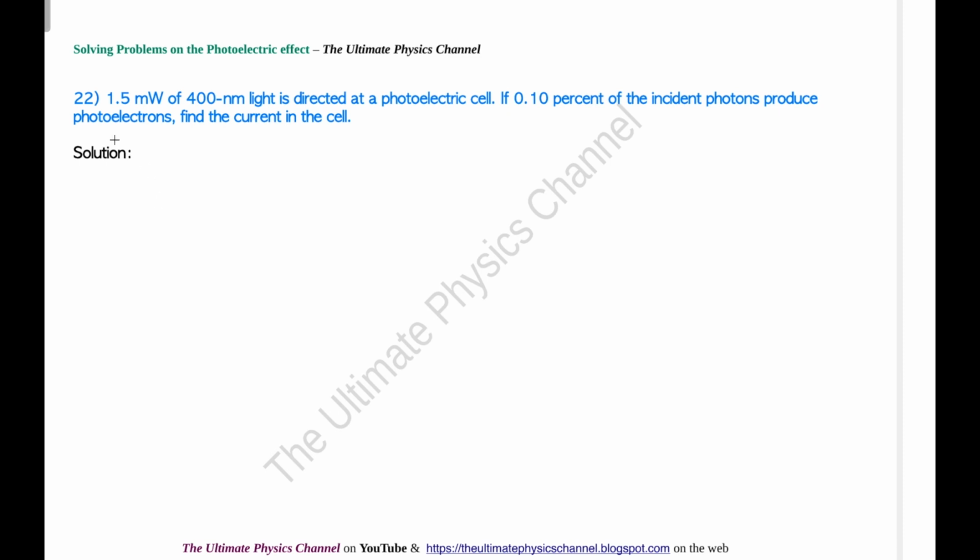So next question: 1.5 milliwatt of 400 nanometer light is directed at a photoelectric cell. If 0.1% of the incident photons produce photoelectrons, find the current in the cell.